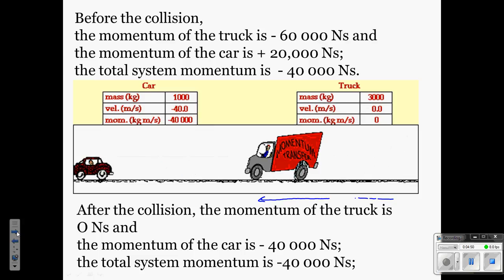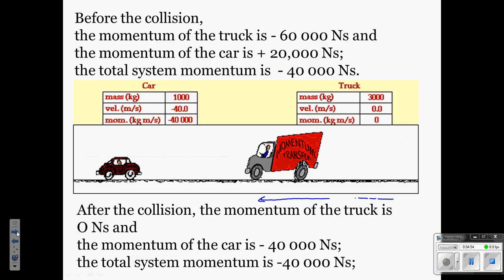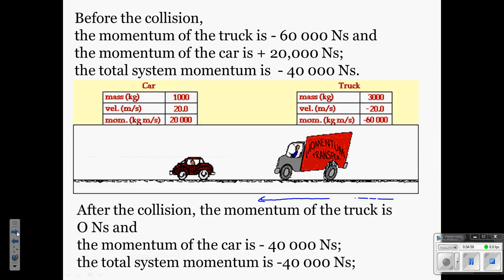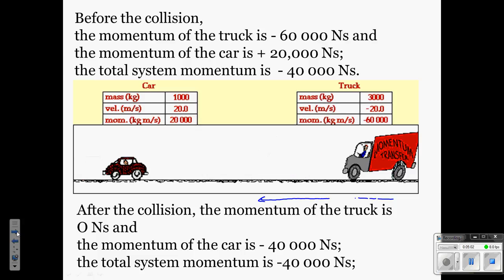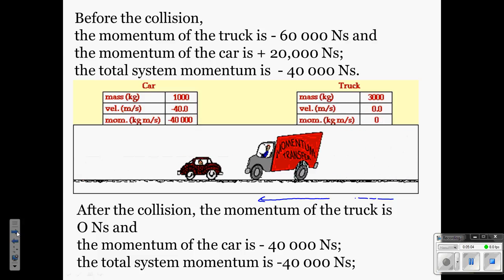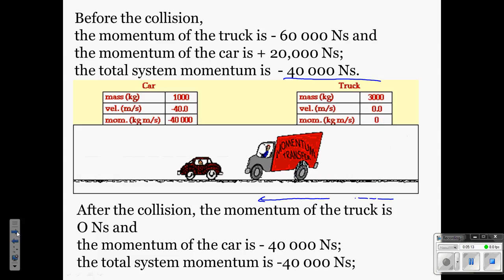So after the collision, the momentum of the truck is 0, and the momentum of the car is a negative 40,000 newtons. Once you do the calculation of the momentum of the truck plus the momentum of the car, we get a negative 40,000 newtons, which is the same as before the collision, and so momentum was conserved.